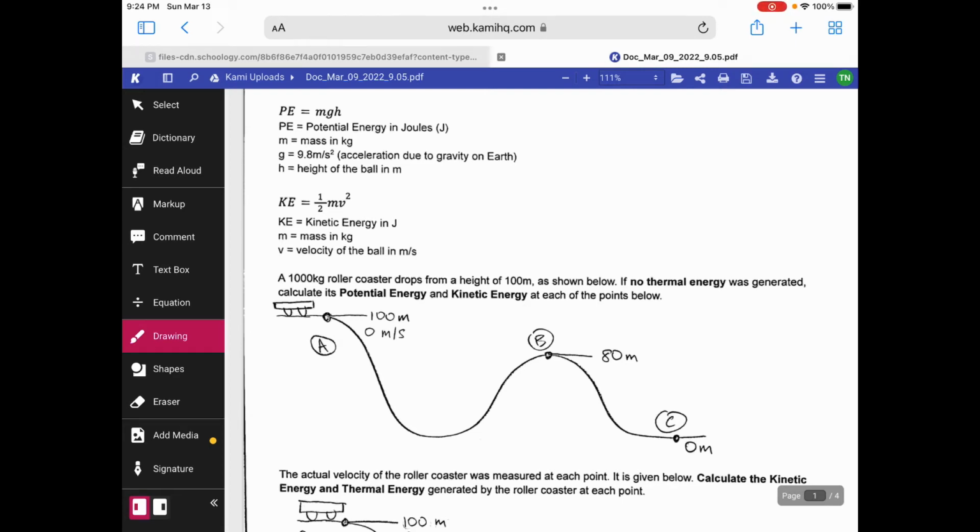Hello, class. So today I'm going to help you solve problems that have to do with energy. So let's look at this first problem here.